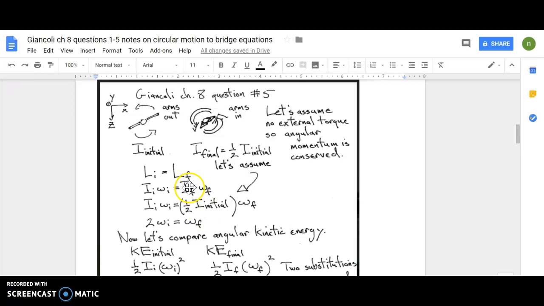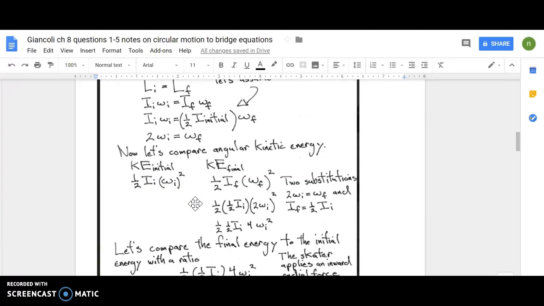So the final moment of inertia is half of the initial moment of inertia. We divide both sides by that term and it disappears. We multiply both sides by 2 and we get the final angular velocity is double the initial angular velocity. So not rocket science. You observed the spinning increase when the person pulled in their arms, and this is just the algebraic version of what you observed with your eyes.